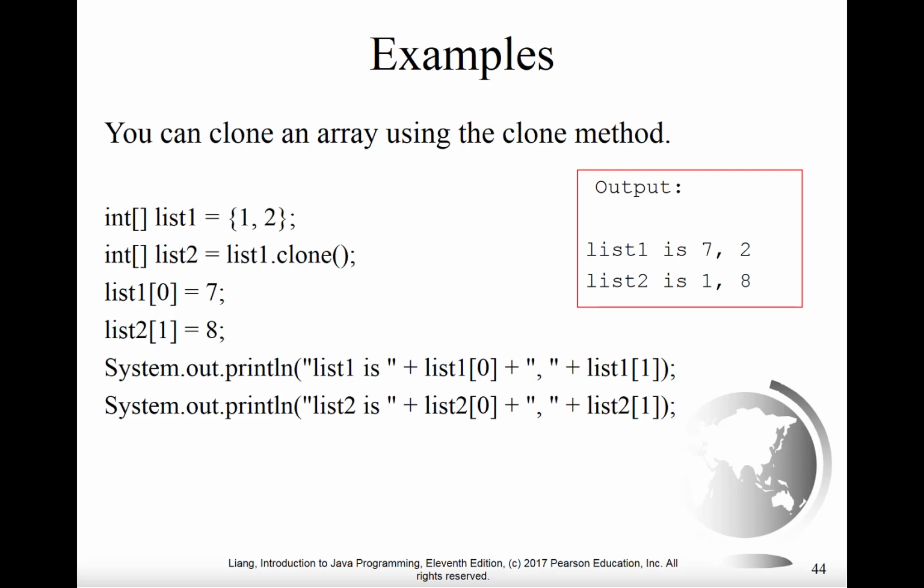At the last two lines of code, we actually generate the output to prove this. The output looks like what you see here in this red box. And sure enough, list1 has become 7 and 2, whereas list2 has become 1 and 8. So the 2 stayed in list1 and the 1 stayed in list2. But the changes that we made to each list are independently present. So we have a 7 in list1 only and an 8 in list2 only.